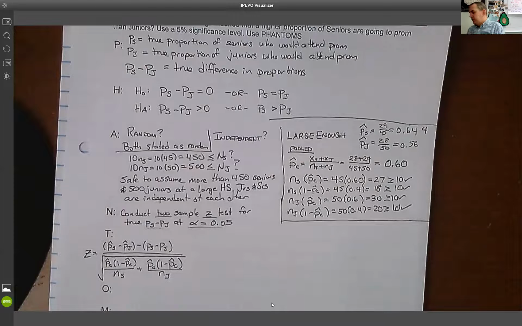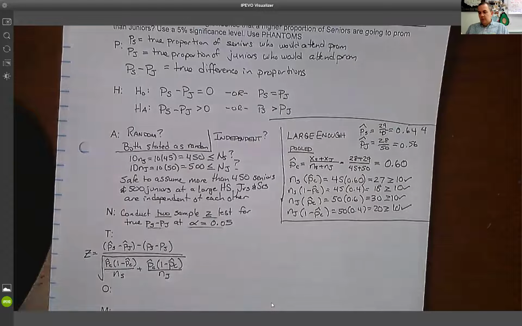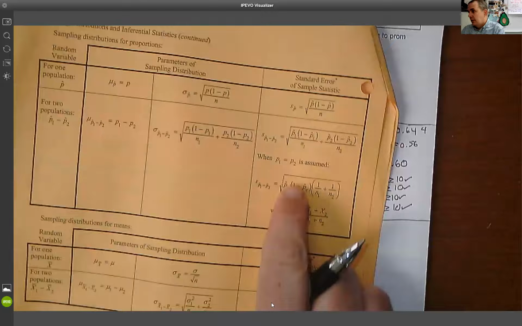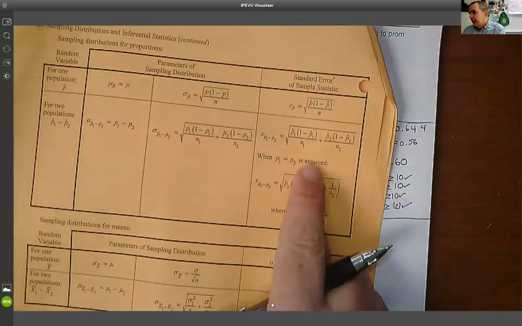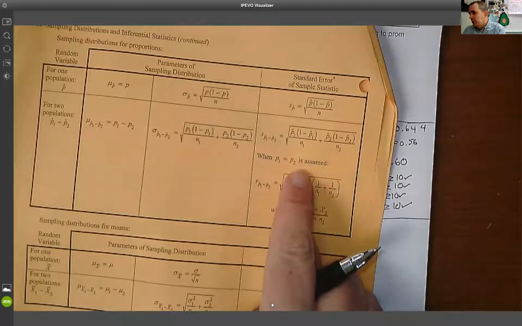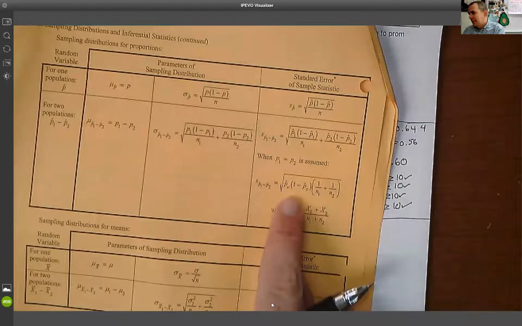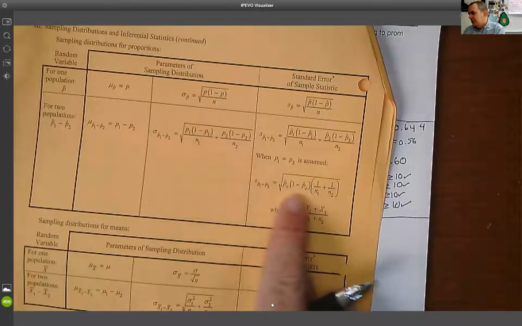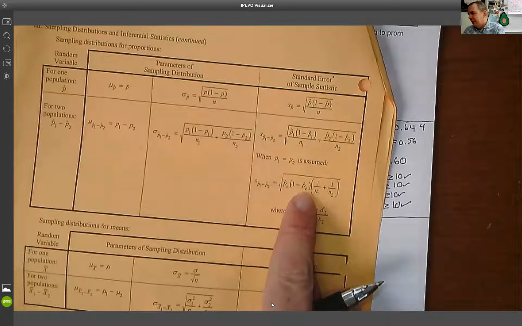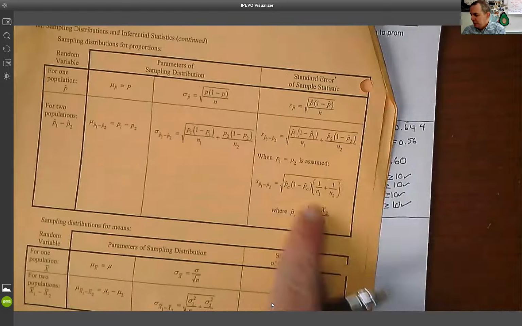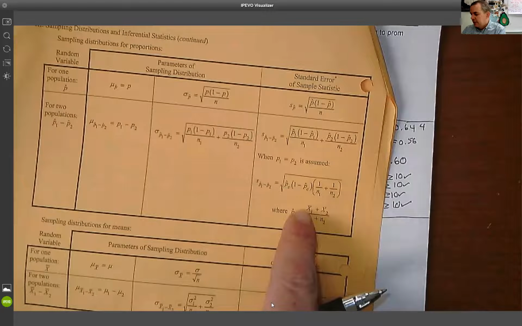And just so you know, when I go to do this on my formula sheet, I look right here. It talks about this one here, but when P1 equals P2 is assumed, I'm going to use this one down here. Now, this looks weird, but it's just because they factored the P hat C out, but they give you that pooled one, and that's just for 2 samples.